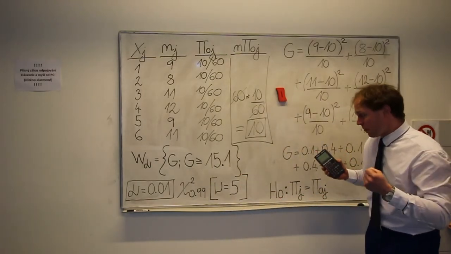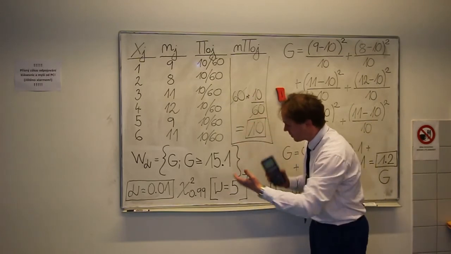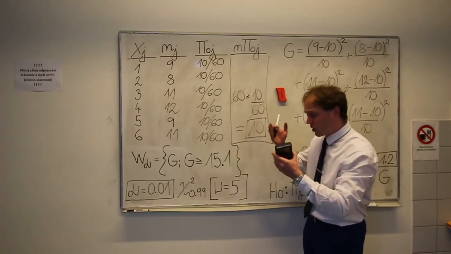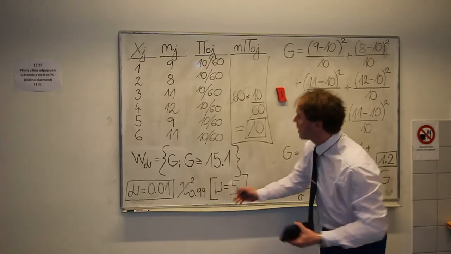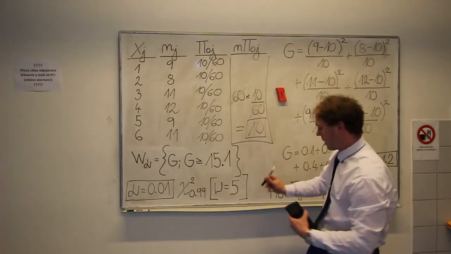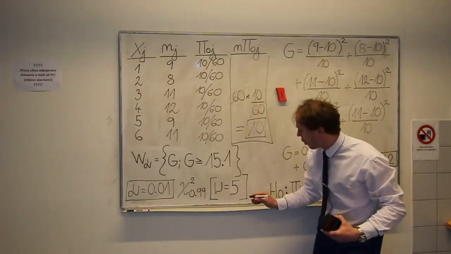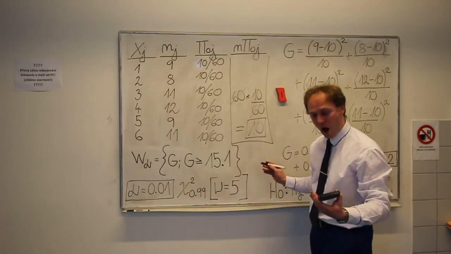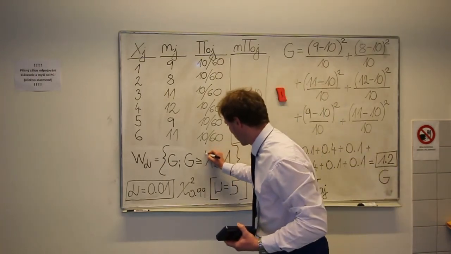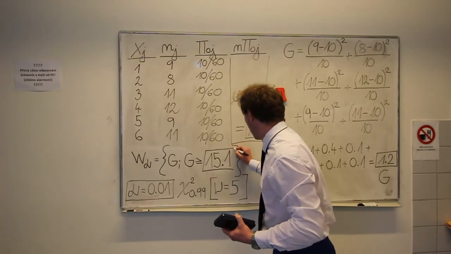Did you find it? I hope that everything is alright. The column 99% in the middle. 5 degrees of freedom. Ni is equal to 5. And this is the critical value.